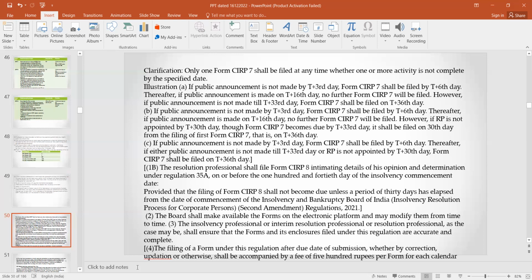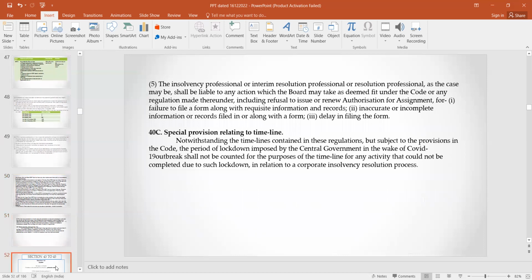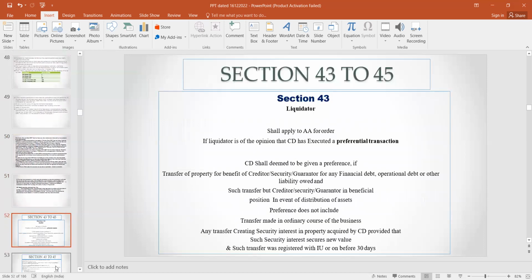Now let us see, what is this section 43? Let us now open section 43 regarding these preferential transactions. Okay, what are these preferential transactions? As we know, there are 4 types of transactions: preferential, undervalued, fraudulent, and extortionate. So first of all, see what are these preferential transactions.